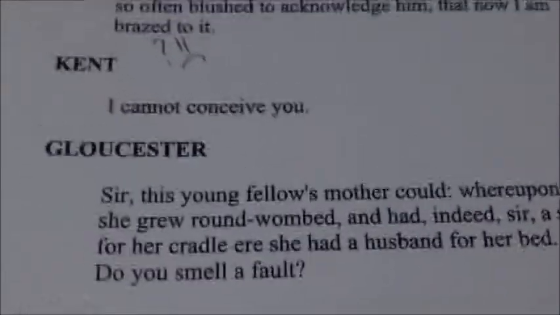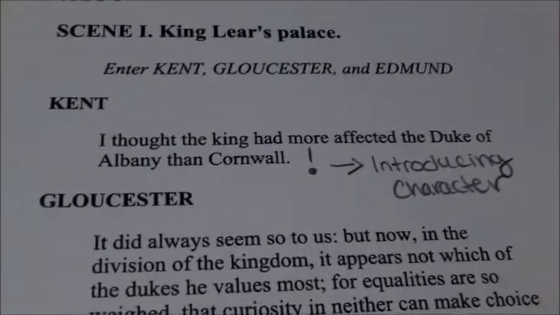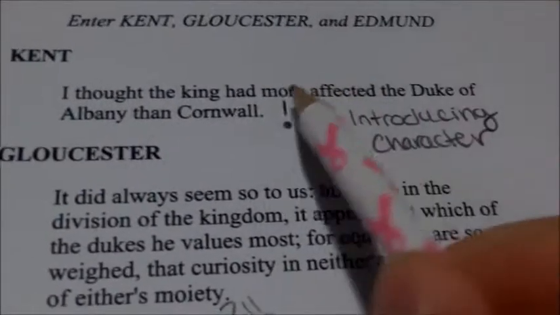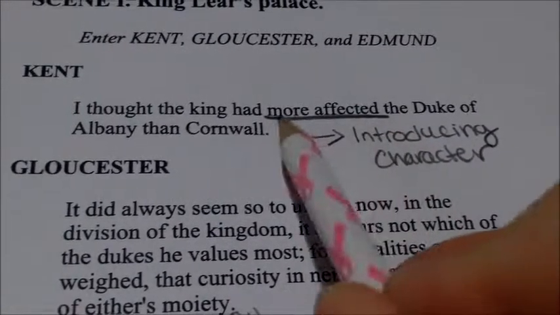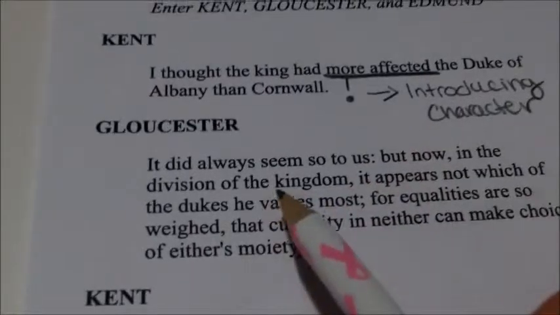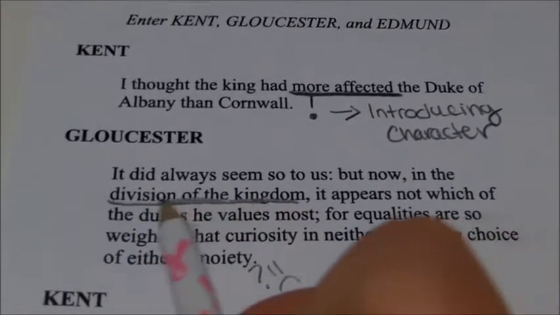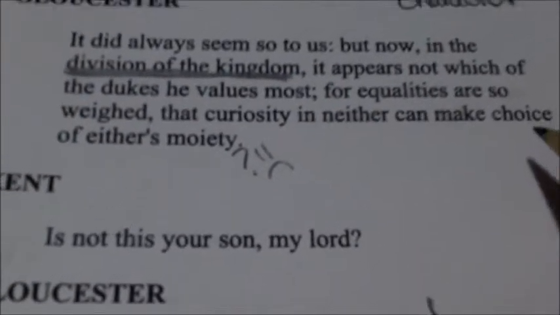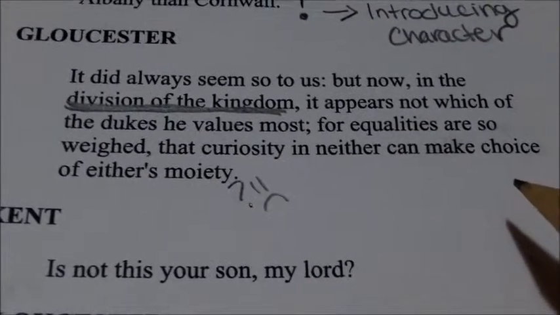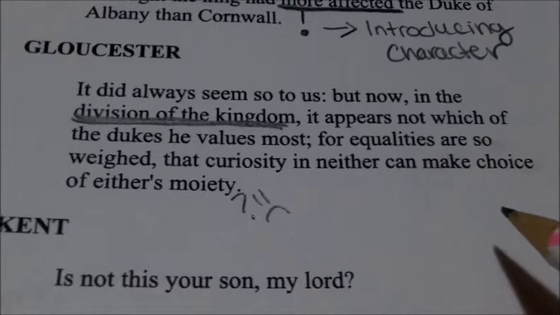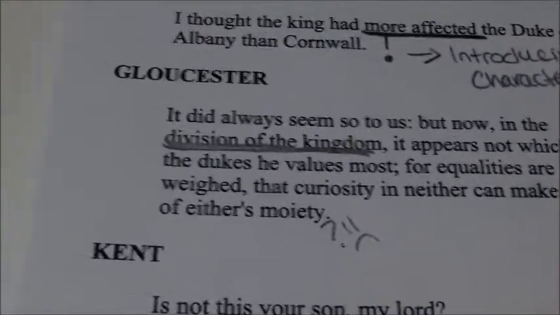So for instance, let's go back to the text again, okay? So using the same page that I started with, I thought the king had more affected the Duke of Albany than Cornwall. So more affected seems pretty important to me, so I'm going to underline that. And it did always seem so to us, but now in the division of the kingdom, well, that seems pretty important, so I'm going to underline that. It appears not which of the dukes he values most, for qualities are so weighted that curiosity in neither can make choice of either's moiety. Okay, so that's just a quick example.